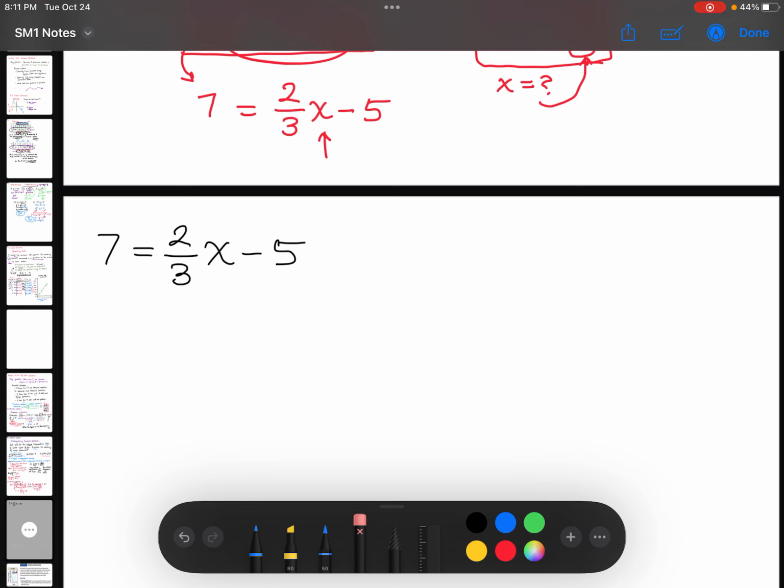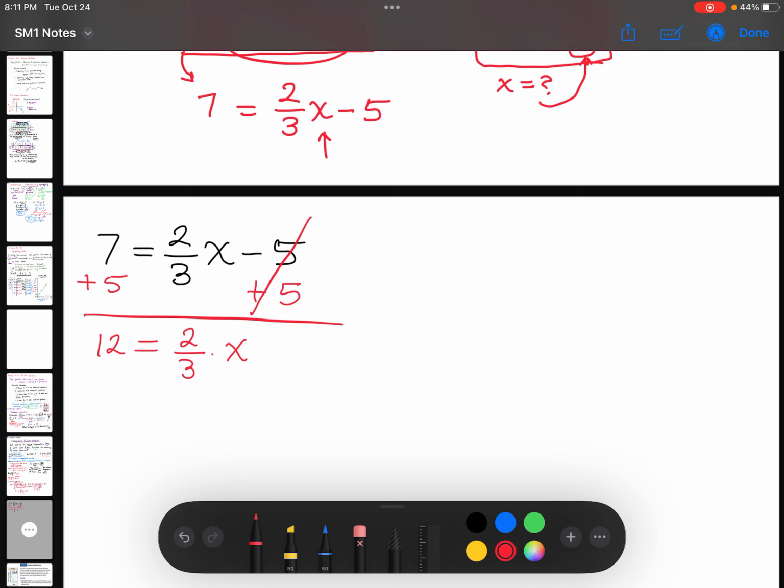The first thing we need to do is add 5, because I need to eliminate this 5 first. So we do it. 7 plus 5 is 12. And that equals, remember, negative 5 and 5 cancel out, and then we have 2/3 of x.